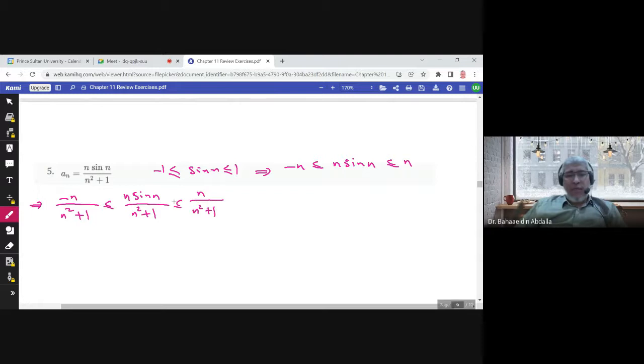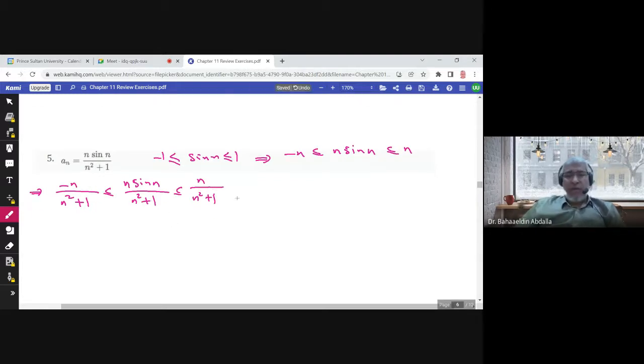So this is a_n, and it is between two sequences. I can find the limit of n over n plus 1 when n goes to infinity. We take the highest power. n cancels with n, so 1 over infinity is 0.